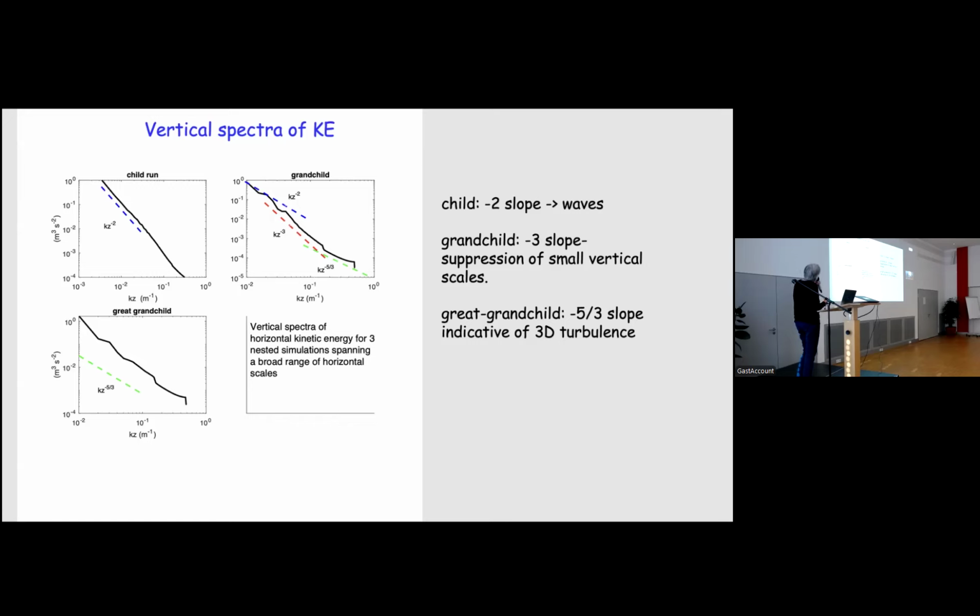The grandchild one, at the largest scales, behaves like waves. Then k to the -3 pretty strongly through here, indicating that there's a suppression of small vertical scales, which could be indicative of stratified turbulence. And down here, possibly k to the -5/3. In the great-grandchild one, it's definitely k to the -5/3. So that's indicative of 3D turbulence.